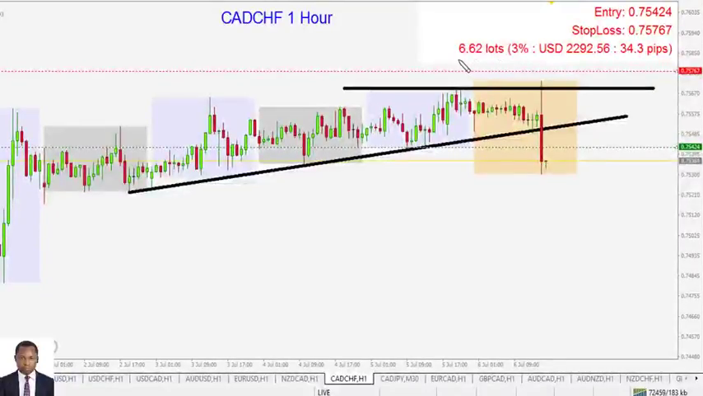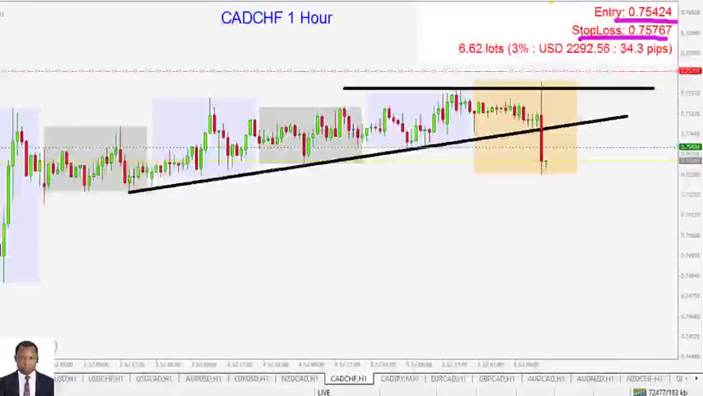You can see the details there. It is recommending me to take 6.62 lot. I am risking 3%. If my stop loss is hit based on my account size, I am going to be losing $2,292 on my account, which is approximately 34.3 pips. This is the entry and this is the stop loss. It is a sell limit order.